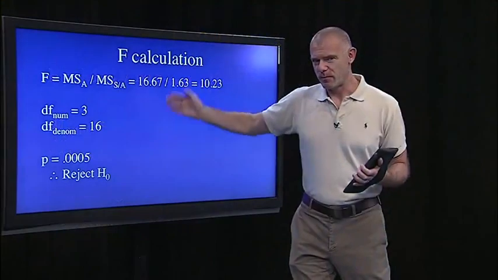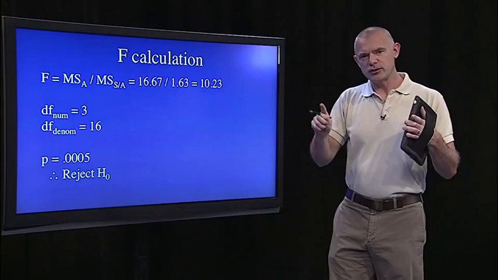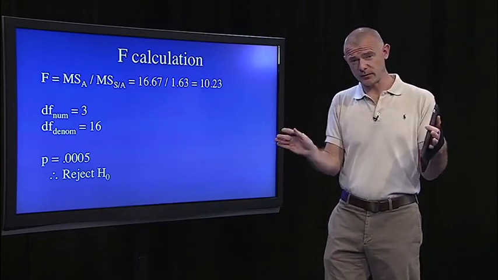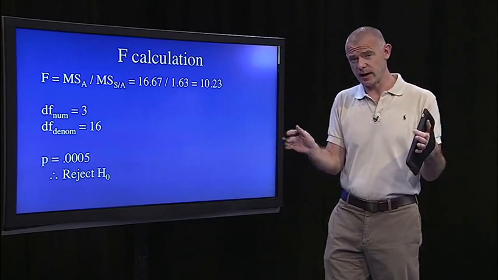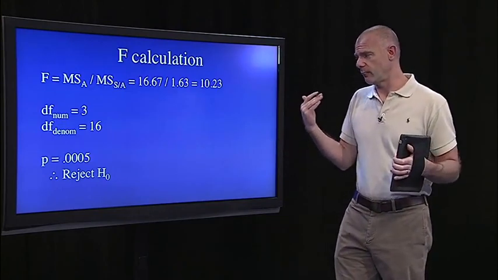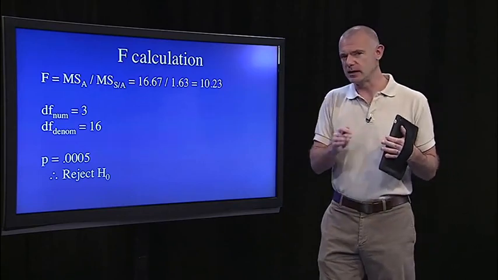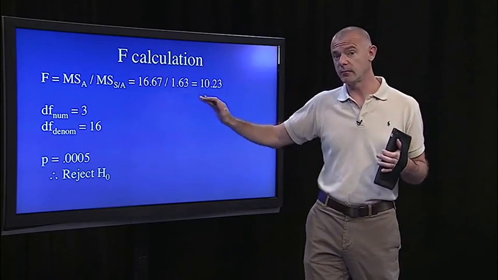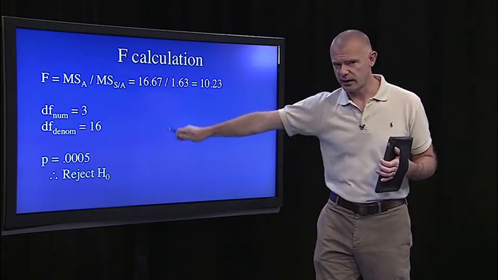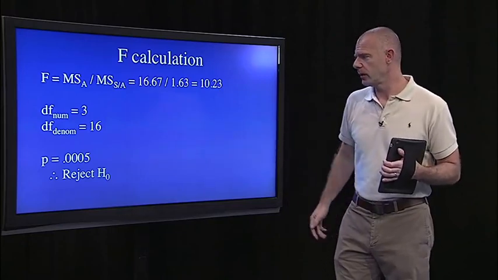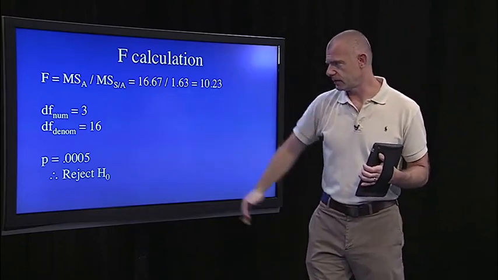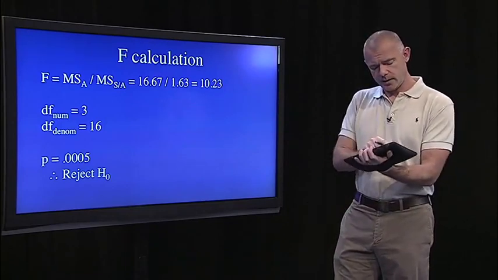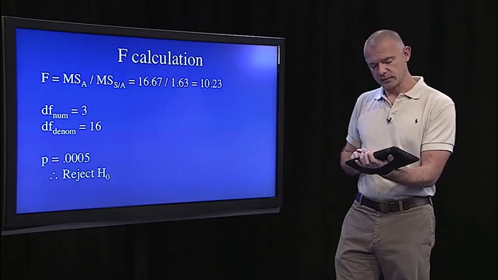But remember, the F test has a family of F distributions that we need to look at to get the right p-value, just like the t-test has a family of t-distributions. It depends on the number of groups and the number of subjects within a group. But in this case, the p-value is really low. It's 0.0005, and I would reject the null hypothesis.